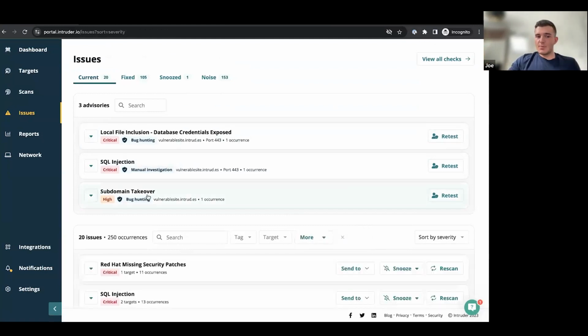And you'll also notice at the top of this page, you've got 3 advisories that have been flagged. This is something for premium and Vanguard customers. It enables our security team to do some manual investigation work and some bug hunting. So that might be something that might be of interest to you as well.